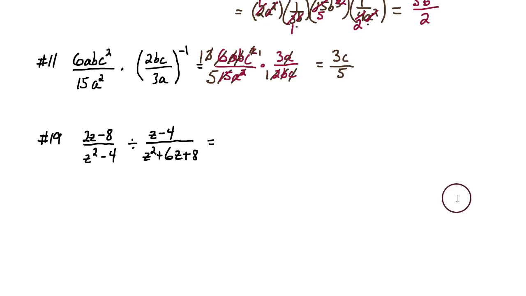Number 19. We have a division problem. The technique is to change to multiply and take the reciprocal of the second fraction. Let's do that. So keep the first fraction the same. Switch to multiply. Take the reciprocal of the second fraction.